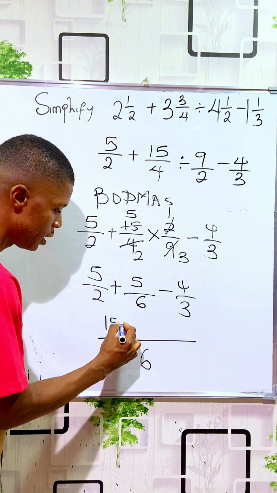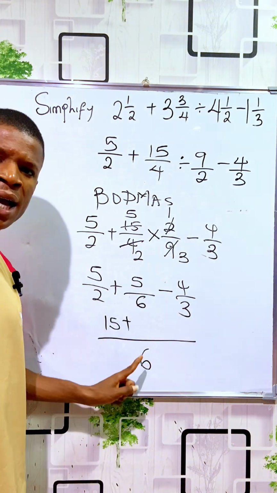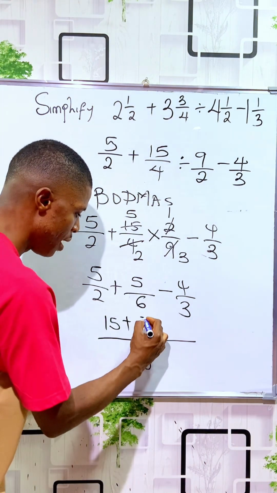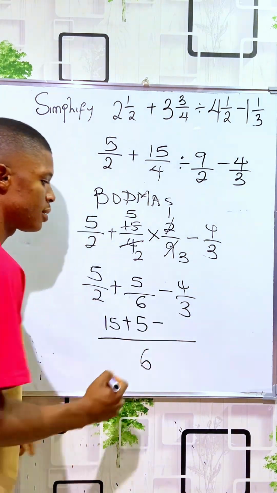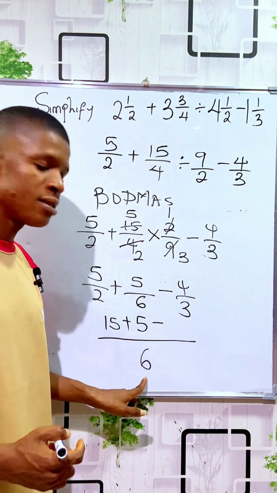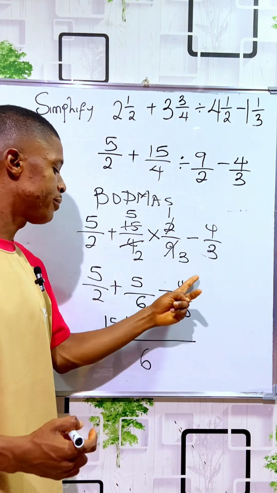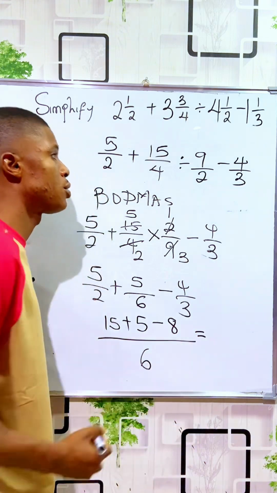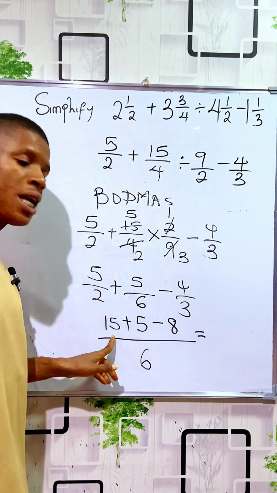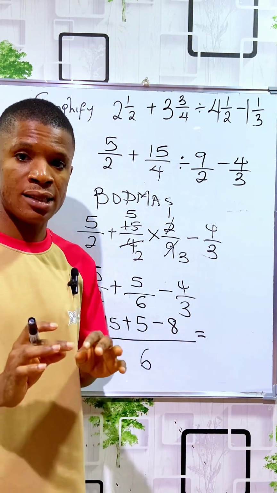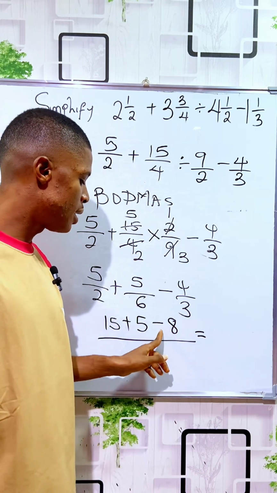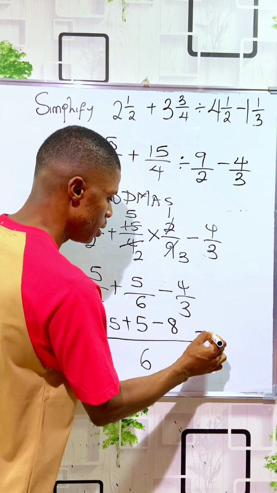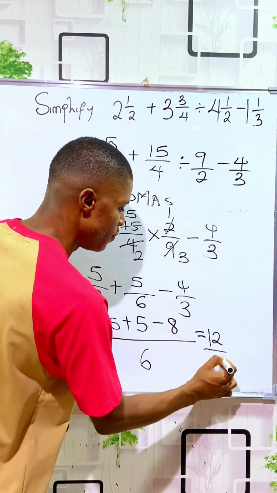You have it as 15, plus 6 divided by itself is 1. 1 times 5 is 5. You have it as 5, minus 6 divided by 3 is 2. 2 times 4 is 8, minus 8. And this is equal to 15 plus 5 is 20. 20 minus 8 is what? 12. You have it as 12 over 6.